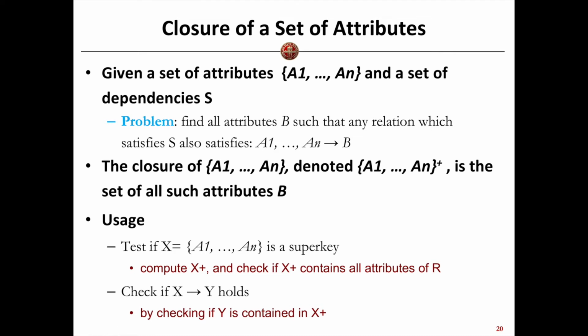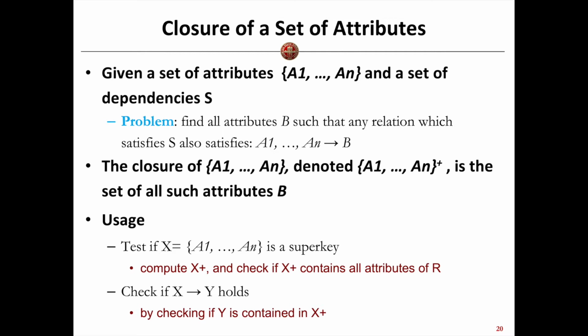Why is it important? By calculating the closure of some attributes, we can check if the attributes can be a super key or not. For example, if we want to check if X equals A1 to AN is a super key or not, we just need to compute the closure of X. We check if the closure of X contains all the attributes in R or not. If so, then X is a super key for the relation. Otherwise, it's not a super key.